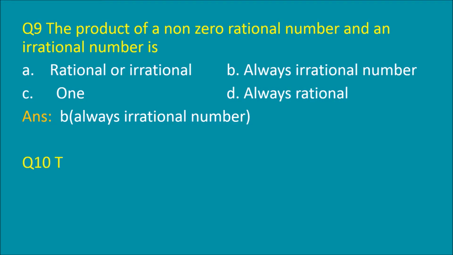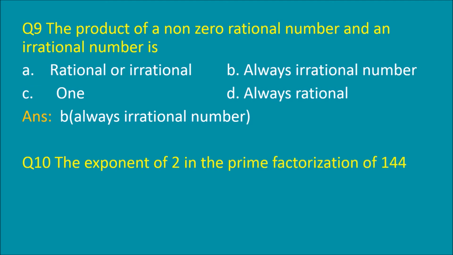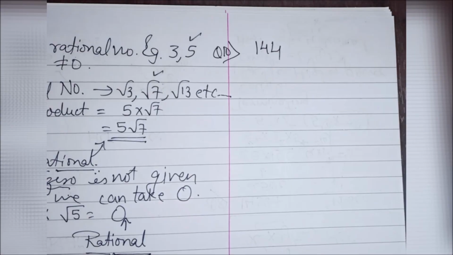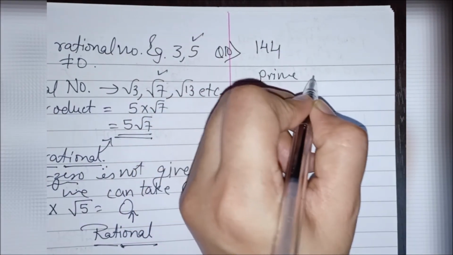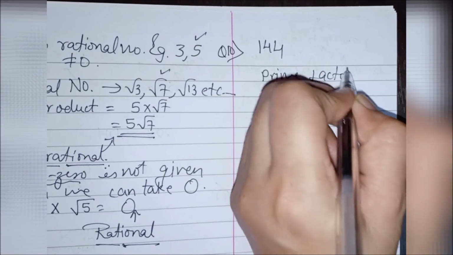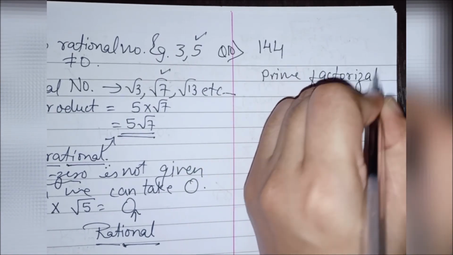Moving on to question number 10. The exponent of 2 in the prime factorization of 144 is 3, 6, 4 or 5. That means you have to see the power of 2 in the factorization. The correct answer is C, 4. So here the number is 144. We are going to do the prime factorization of 144.